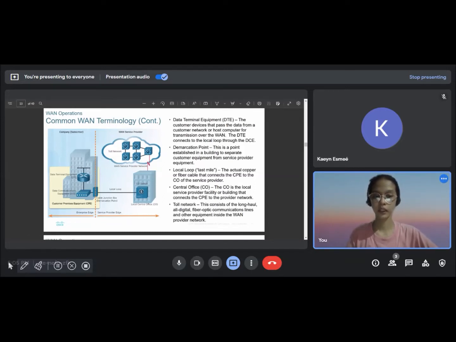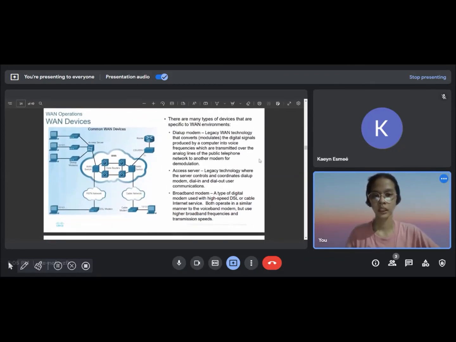This consists of the long-haul all-digital fiber optic communication lines and other equipment inside the WAN provider network. There are many types of devices that are specific to WAN environments. Dial-up modem: legacy WAN technology that converts, or modulates, the digital signals produced by a computer into voice analog signals over the lines of the public telephone network.